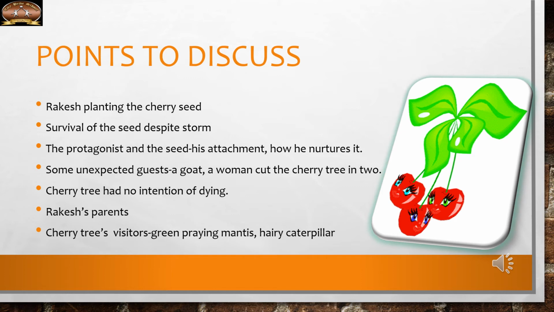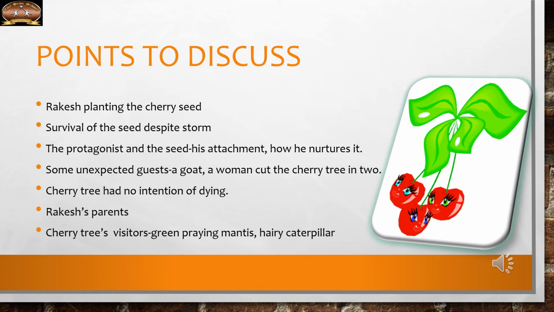Now Rakesh thinks, okay, after this woman also, now he thinks it had died. I mean, nothing is going to happen with this cherry tree. So grandfather also thinks the cherry tree had gone. But it is said in page number 17, towards the end of that page, but the cherry tree had no intention of dying.